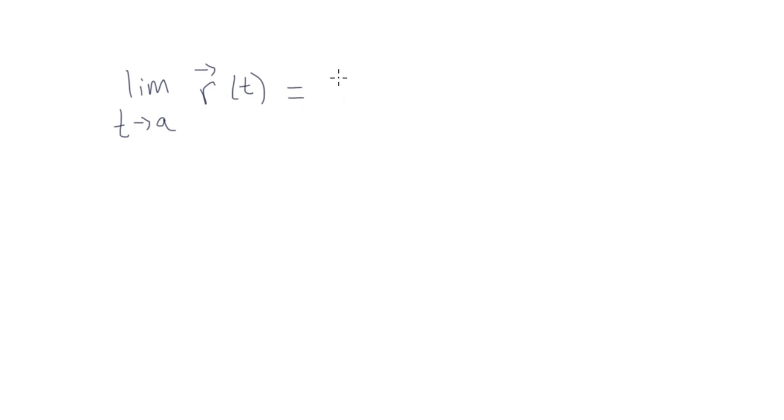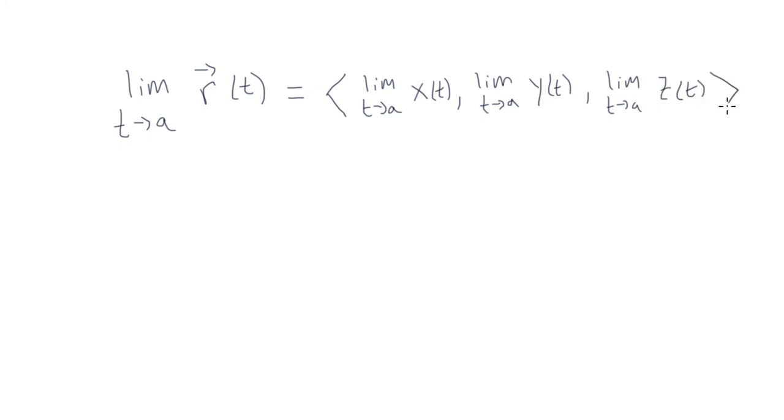Well, the nice thing about vector valued functions is that, assuming all these limits exist, this is just going to be equal to the limit as t approaches a of the x component function. So the limit is itself going to be a vector, and it's going to be the vector where each component is the limit of the component functions. And this is probably what you would expect in a situation like this.